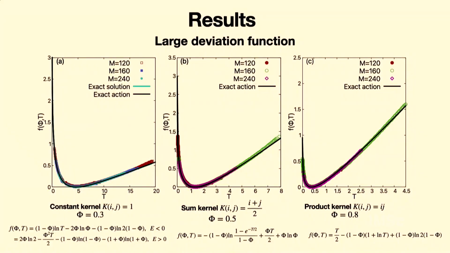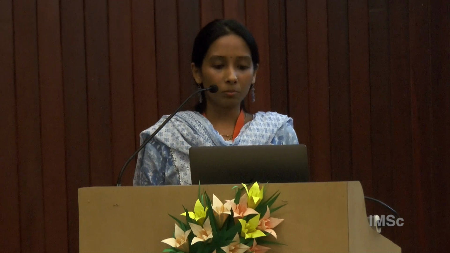Sorry, I would just like to go back and point out something here. In this slide, as I'll remind you, this is just the large deviation function for the constant, sum and product kernels, and there are some expressions at the bottom. These expressions also very nicely give the asymptotic answers, as in the long time answers as well as the short time answers. An interesting fact that you can note is that at short time, for all three kernels, f of phi t just goes as 1 minus phi into ln t. That's what it is for all three kernels. It just has a power law behavior with an exponent 1 minus phi. And of course, the long time behavior differs.